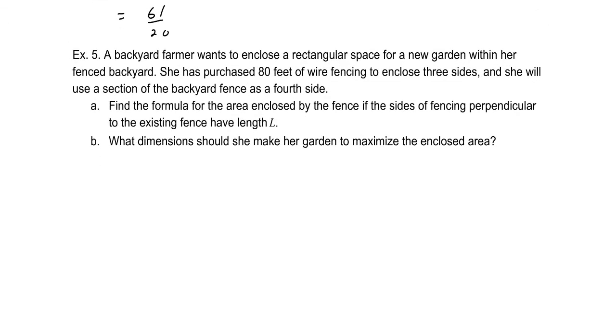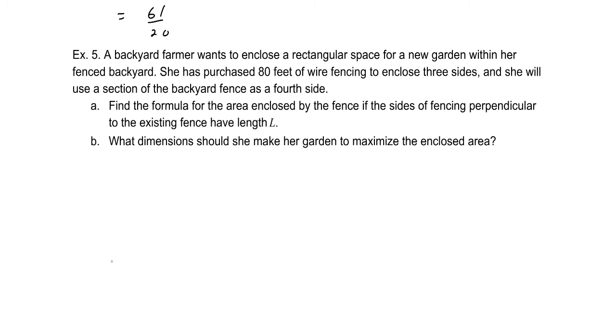Example 5. A backyard farmer wants to enclose a rectangular space for a new garden within her fenced backyard. She's purchased 80 feet of wire fencing to enclose 3 sides, and she'll use a section of the backyard fence as a 4th side. Find the formula for the area enclosed by the fence if the sides of fencing perpendicular to the existing fence have length L. And then what dimensions should she make her garden to maximize the enclosed area?